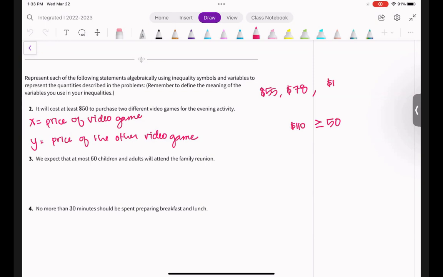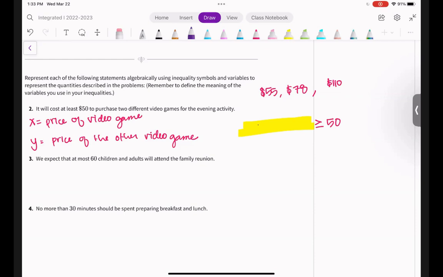Okay. So then what goes on the other side? What goes on this left side? What goes here? What am I doing? And then saying that it has to be greater than or equal to 50. Adding x plus y. X plus y.